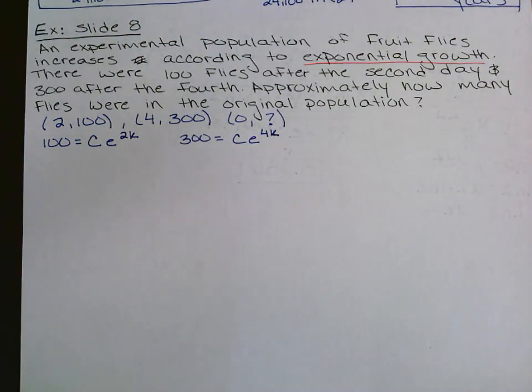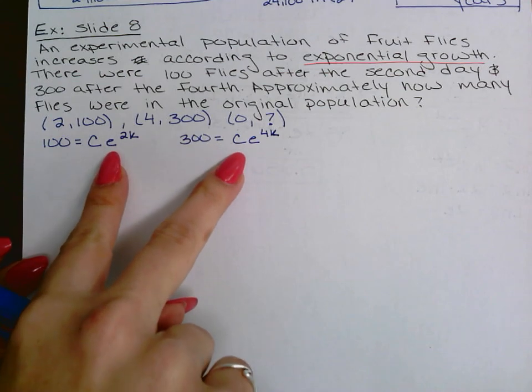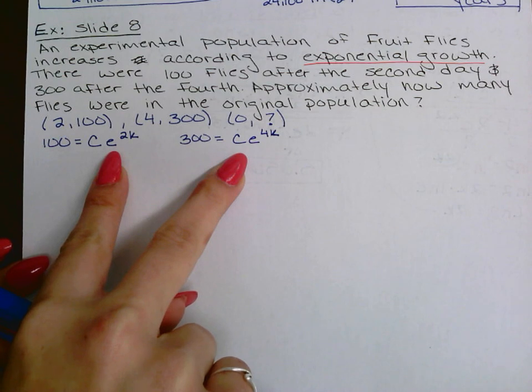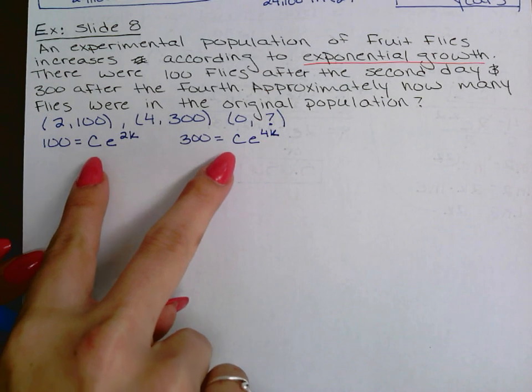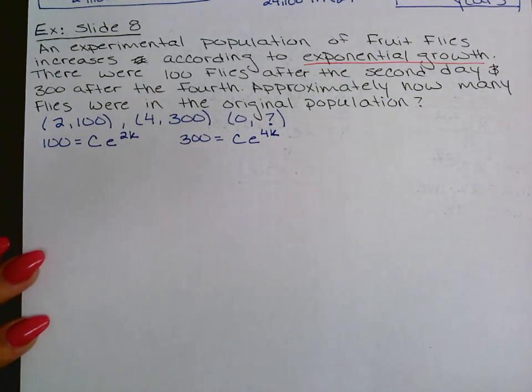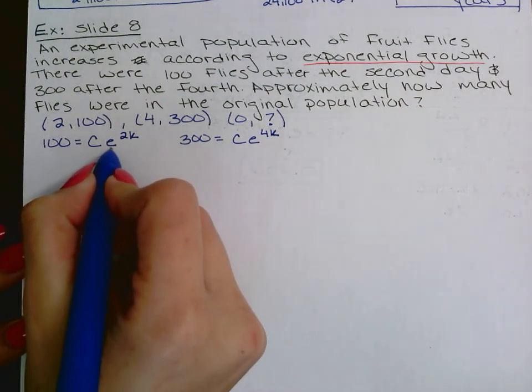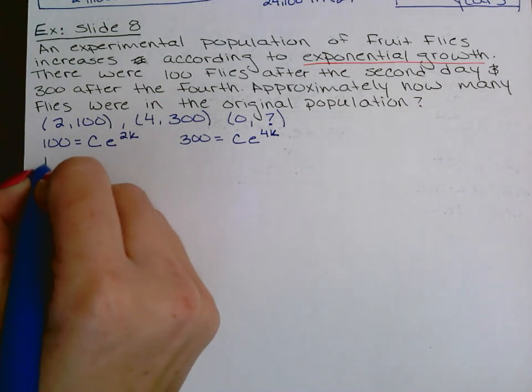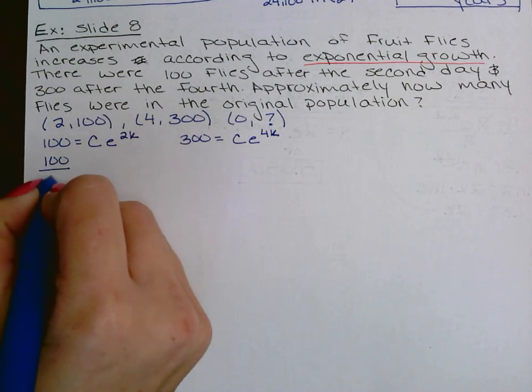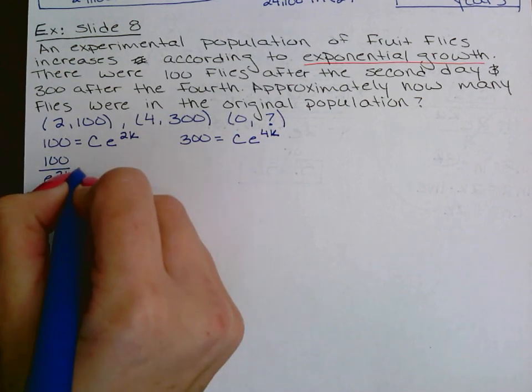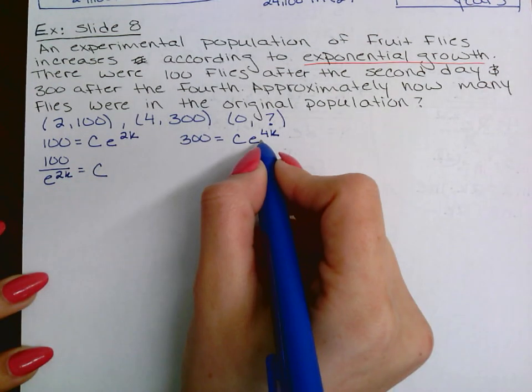Now, whenever you have two equations with two variables, remember in Algebra 2 how you could do systems of equations and you could do elimination and things like that, or substitution. So we're going to use the substitution method, okay? If I could isolate C, then I can set them equal to each other and solve for the K. So if I want C by itself here, I have to divide by the e raised to 2K. So I have 100 divided by e raised to 2K equals C. Same thing here.